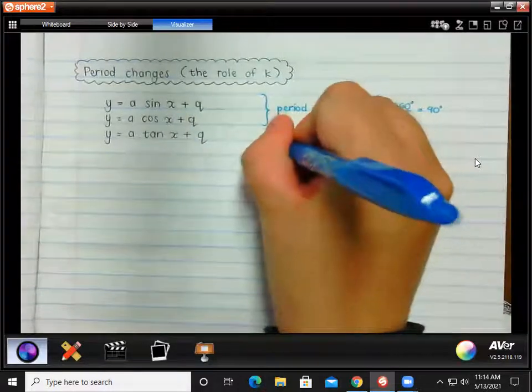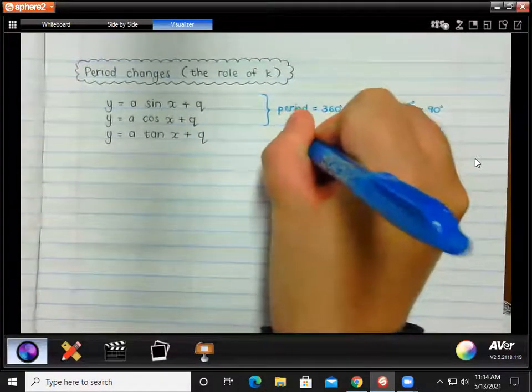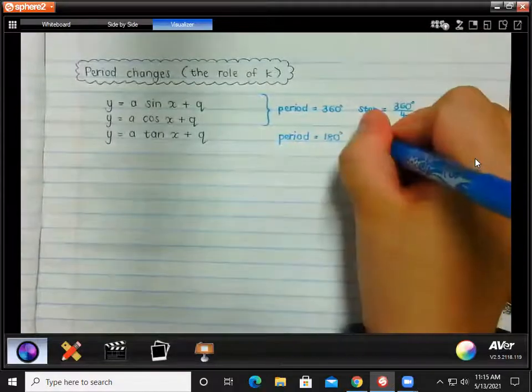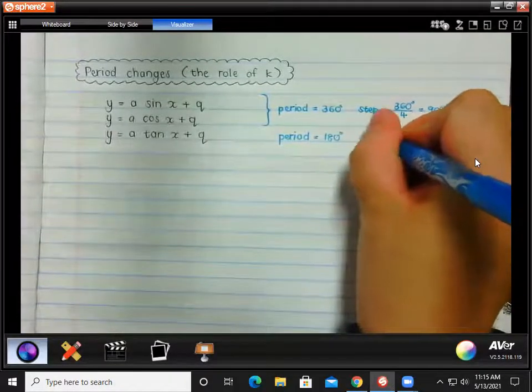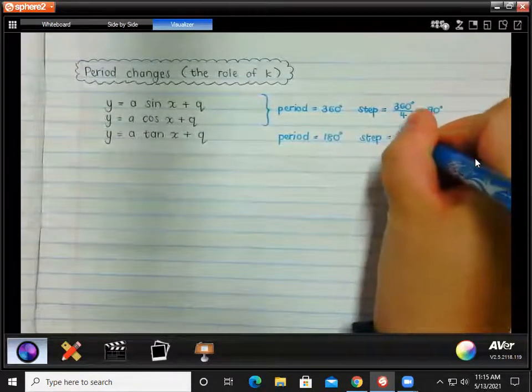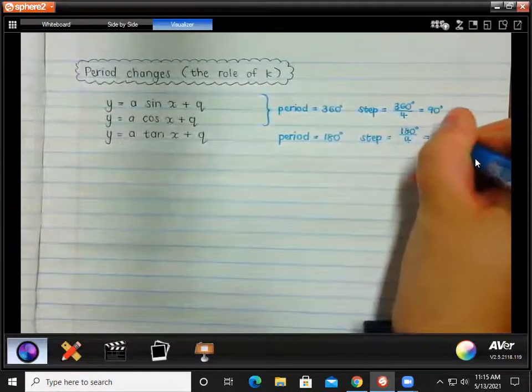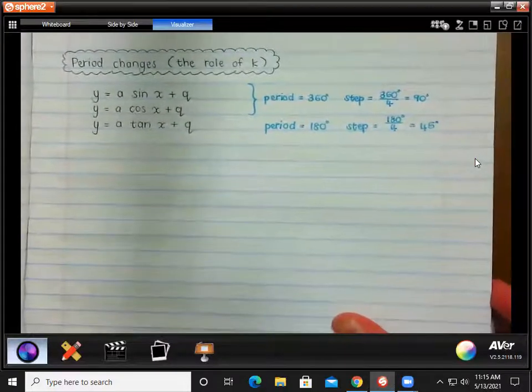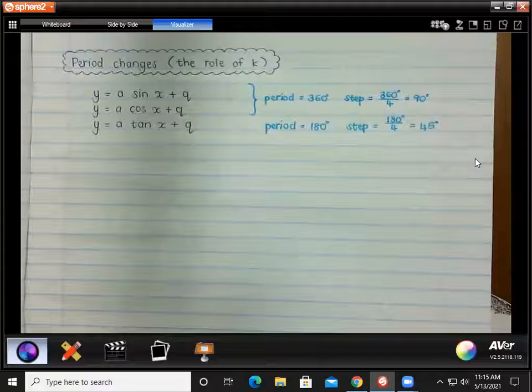Okay, then tan is the odd one out. We know that the period of this type of tan graph is 180 degrees. So the step will then be 180 divided by 4, which is 45 degrees. So for a tan graph, we plot a point or we have an asymptote, something happens every 45 degrees.